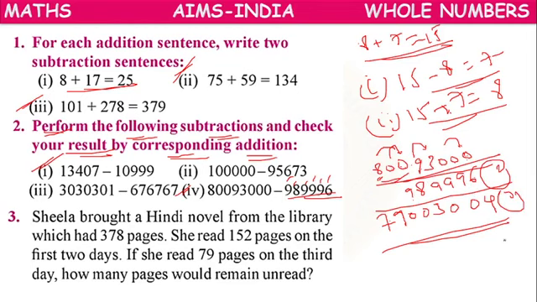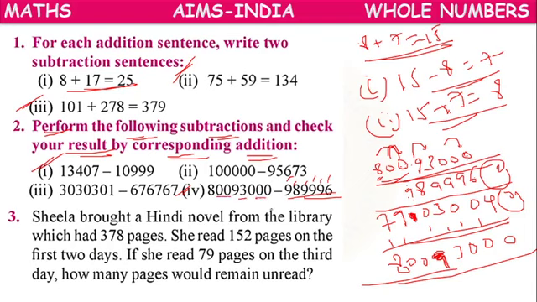6 plus 4, 10. 9 plus 1, 10. 9 plus 1, 10. 9 plus 3, 12 plus 1, 13. 8 plus 1, 9. Sorry, from 10, 9 goes means here 1 actually. Because here from 10, 9 removed means we will get 1 here. So 9 plus 1, 10. 1 is remaining here. 9 plus 1, 10. 7 plus 1, 8. So you will get the same number.